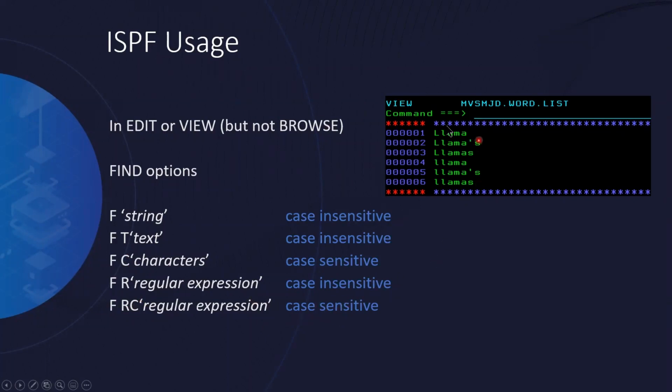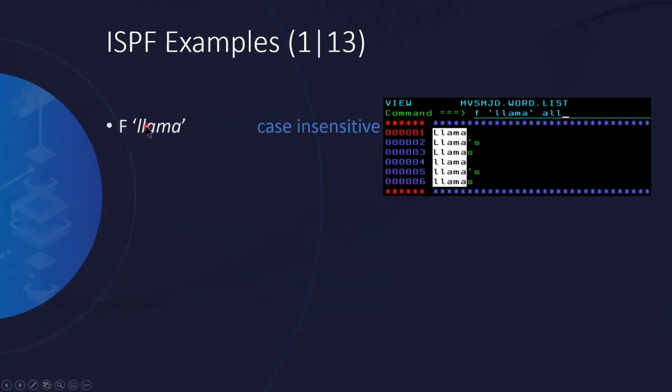So here's my word list. I've got llama with a capital L, llama's with an apostrophe S, llamas without the apostrophe but just an S, and then the same as above, but with a lowercase l, just to show the difference between these functions. So find llama is case insensitive. So it will find all occurrences of the word llama, whether it's got uppercase or lowercase in. So yeah, you've all seen this before.